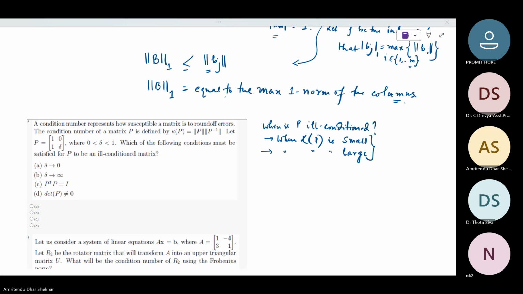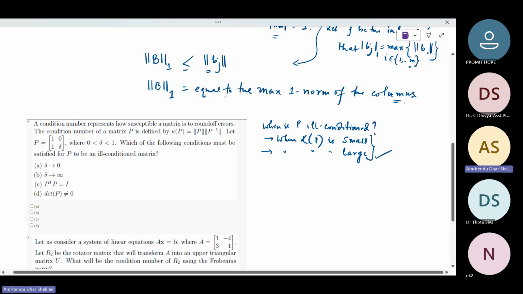Someone? Condition number is large. When the condition number is large, then we can say that the given system is ill conditioned. Yes, right. Exactly. That's true. And so, what do we have to find over here? You need to compute a delta such that this condition number comes out to be a very large quantity.